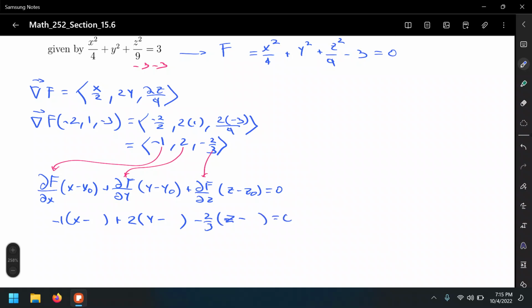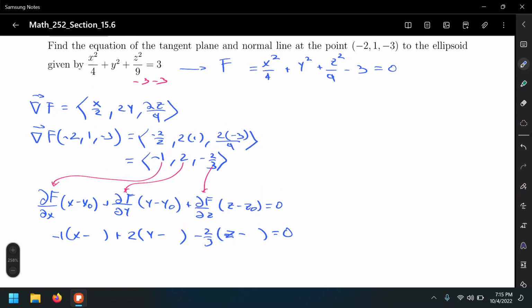What are those somethings? They are the x naught, y naught, and z naught that we are given, which is the point at which we are finding the equation of the tangent plane. That point is (-2, 1, -3). But careful: x minus negative 2 becomes x plus 2, y minus 1 is fine, and z minus negative 3 is z plus 3. So that's a good result.